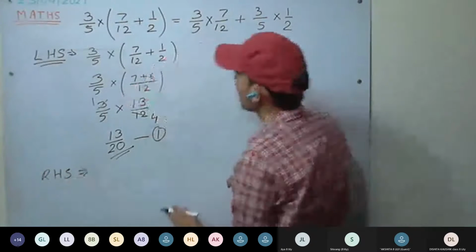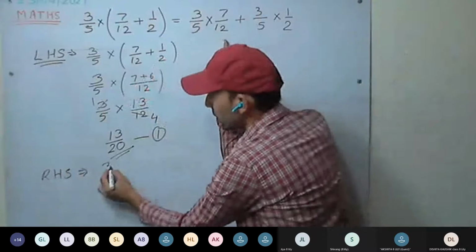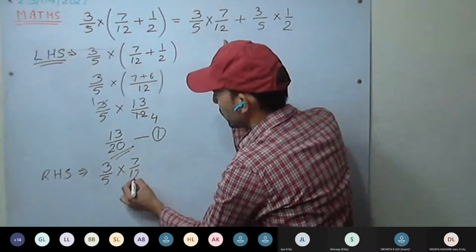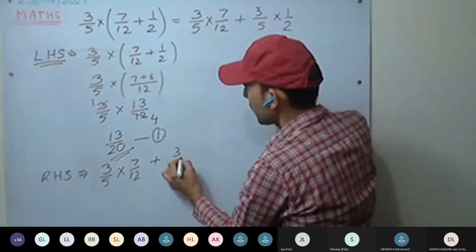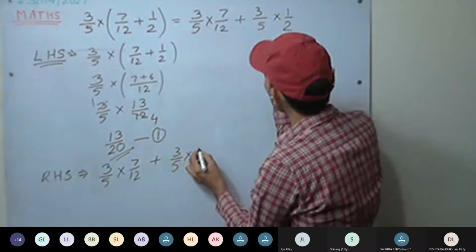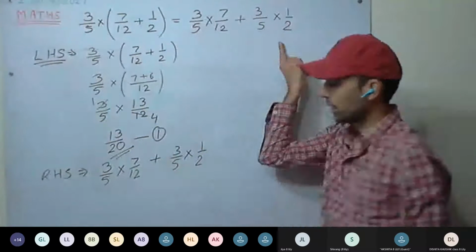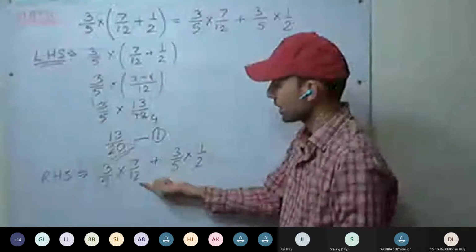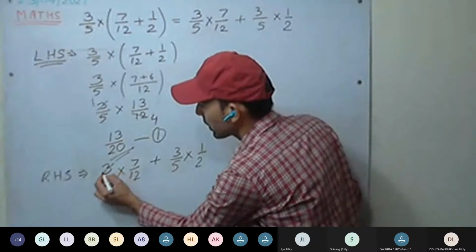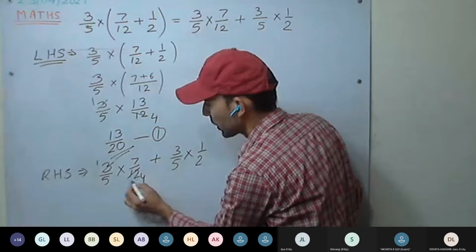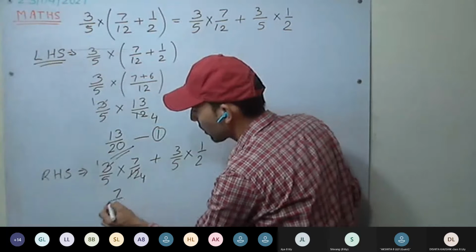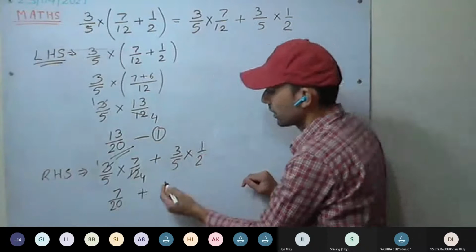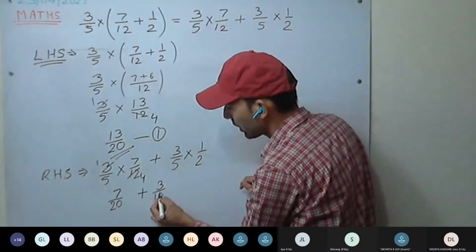Right hand side. What is the right hand side? 3 upon 5 into 7 upon 12 plus 3 upon 5 into 1 upon 2. Okay, now any common factor? We'll cancel them. 3 by 1, 3 by 4. So how much are we getting? 7 upon 20 plus 3 upon 10.